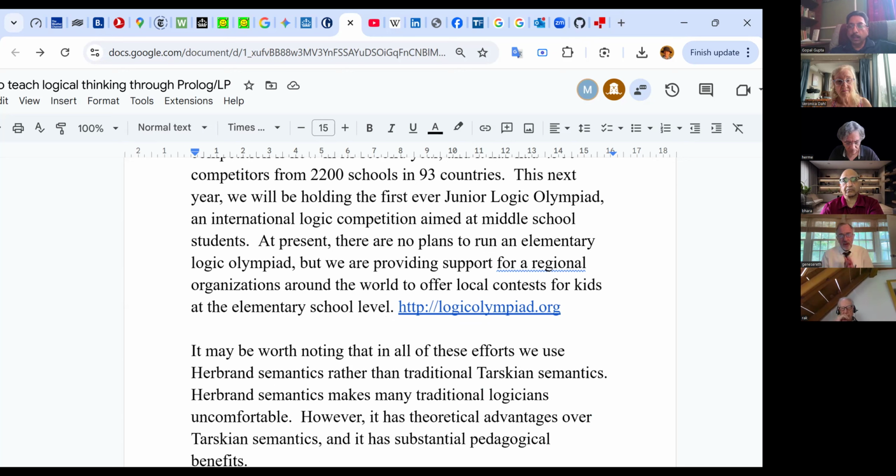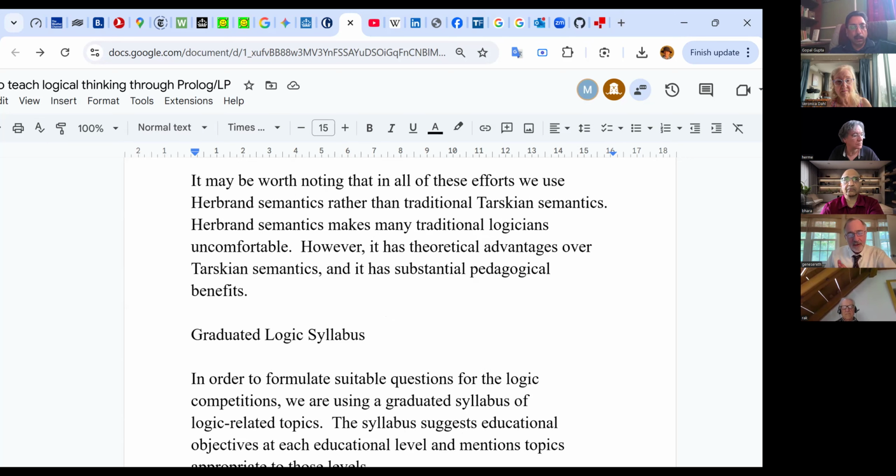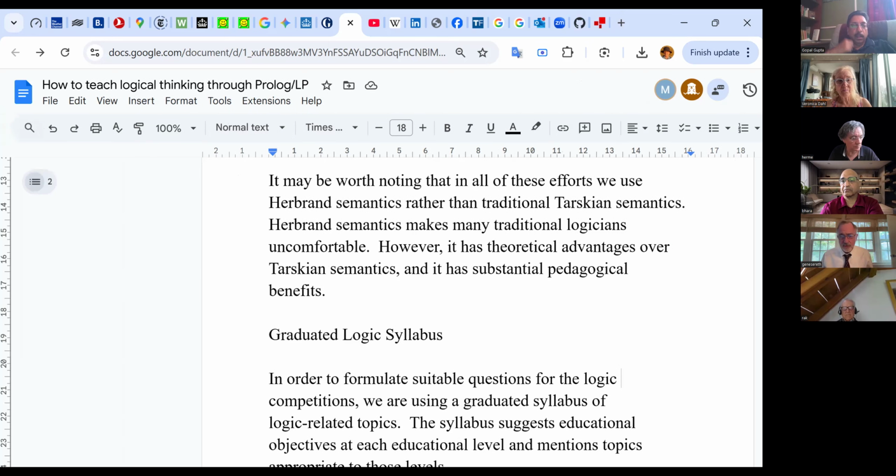The reason I mention all those is, you can scroll down, Bob, because we teach everything with Herbrand semantics. So we should talk about that at some point, explain why I think that's so important, why the logicians are so uncomfortable, but also why we continue to do that, because we think it has significant theoretical and pedagogical advantages.